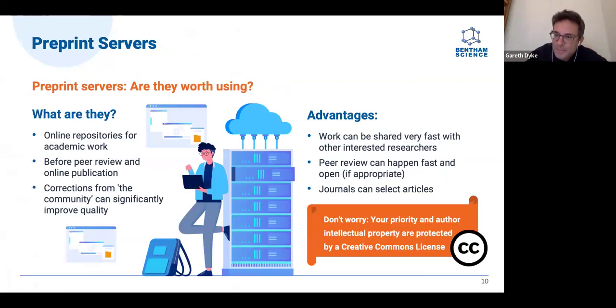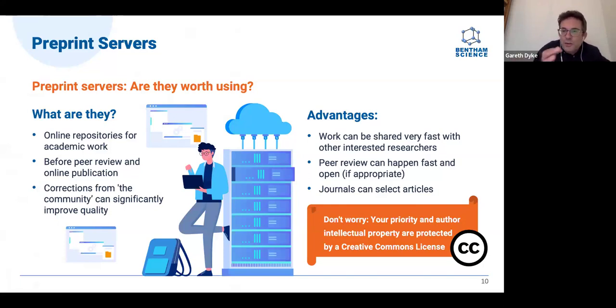The other trick, the other tip that we have for effective, successful journal publication with your great research, with your fantastic research, is of course the use of preprint servers. And lots of people have questions about preprint servers. I'm sure there'll be many in the Q&A at the end of our session today. Are they worth using? What are they? And the advantages of putting your work in an early stage onto a preprint server. These are online repositories for academic work. Work appears on preprint servers before peer review and online publication.